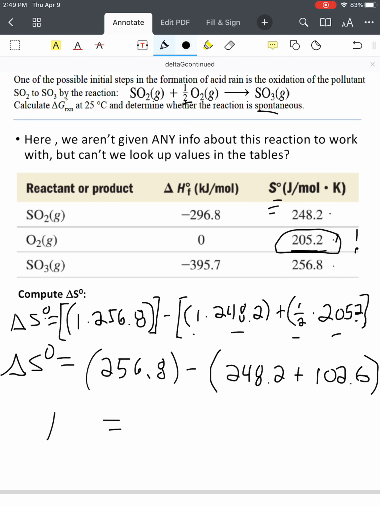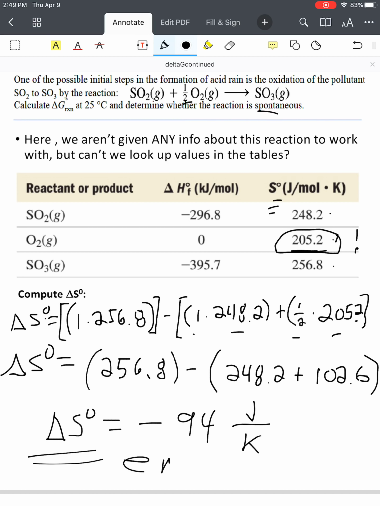So you see we're just working the math. And it looks like if we work all that out, I'm getting a negative 94 joule per mole per degree Kelvin. And that's our standard entropy change, right? Entropy, that's the one we learned about this chapter. Now the fact that that's negative is not good for spontaneity, isn't it?